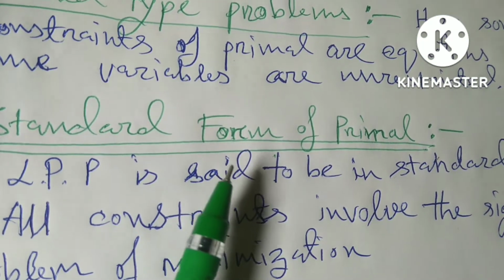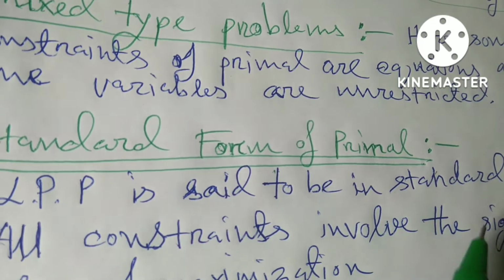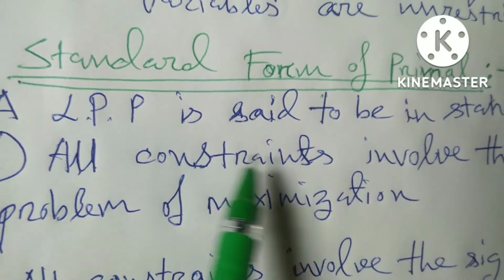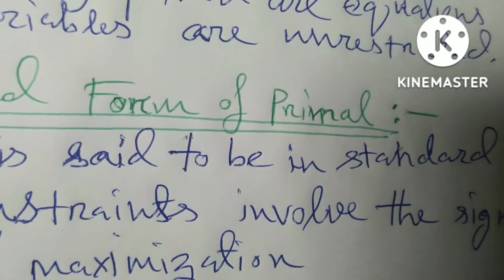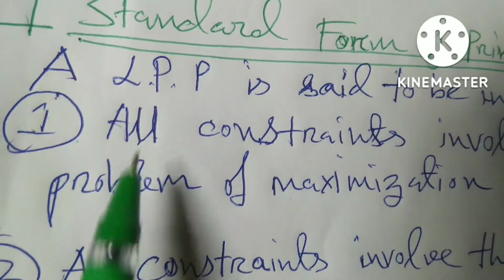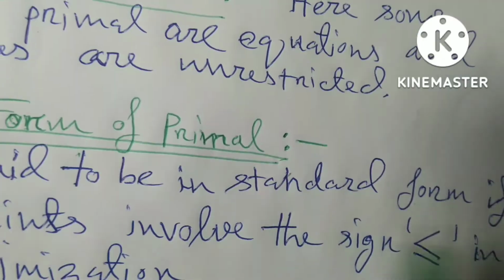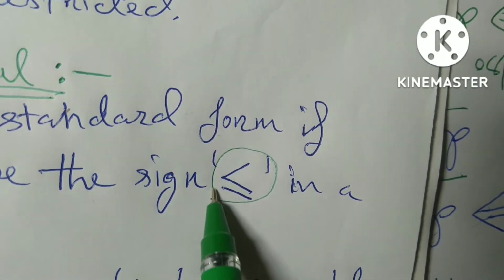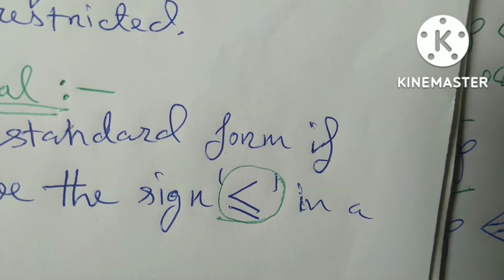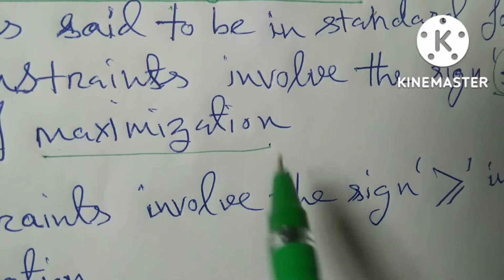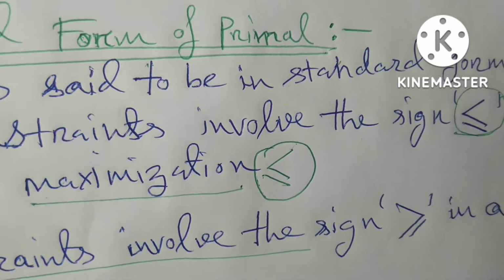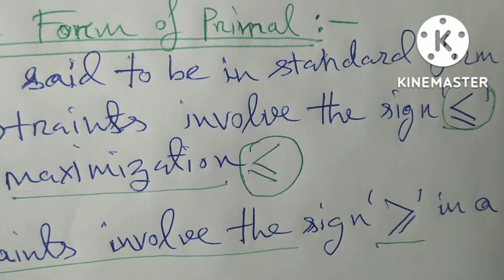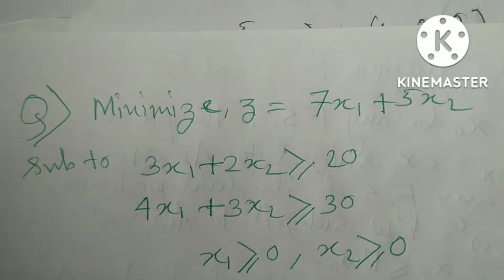Standard form of primal: an LPP is said to be in standard form if all constraints involve the sign less than or equals to in a problem of maximization, and all constraints involve the sign greater than or equals to in a problem of minimization. Hence we will solve another problem.